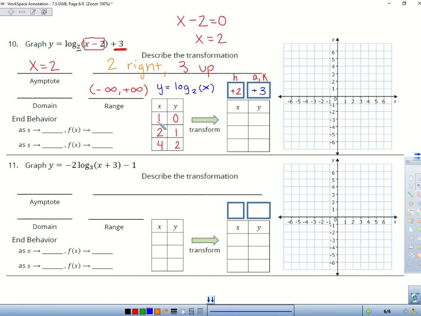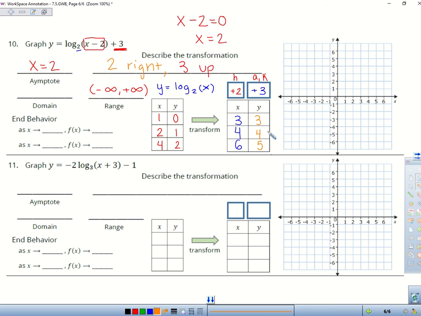We're going to take each of these x values and add 2 to them. What's 1 plus 2? 3. Good. 2 plus 2? 4. And 4 plus 2? 6. Now we're going to take our y's and add 3 to them based on the k. So that's going to be 3, 4, and 5.